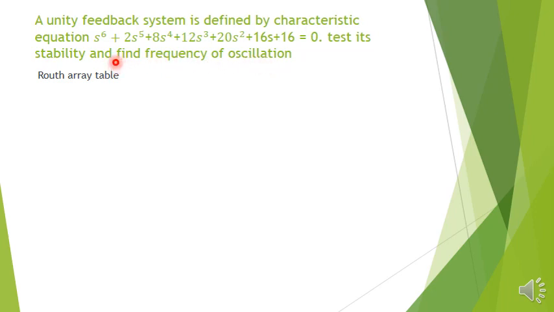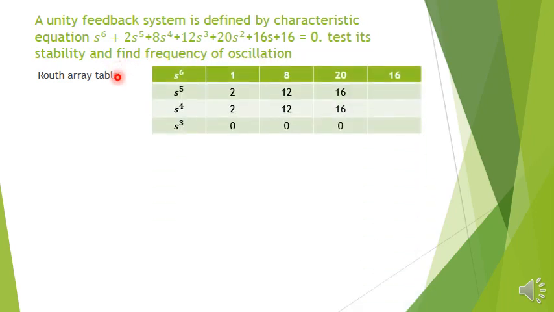First we will form the Routh-Hurwitz table. The highest order is s to the power 6. So the row s to the power 6 has coefficient of s to the power 6, which is 1, then skipping alternately, s to the power 4 coefficient 8, s square coefficient 20 and the constant coefficient 16. Next, the s to the power 5 row: coefficient is 2, s cube coefficient is 12, s coefficient is 16. So the first two rows are always obtained from the given characteristic equation.